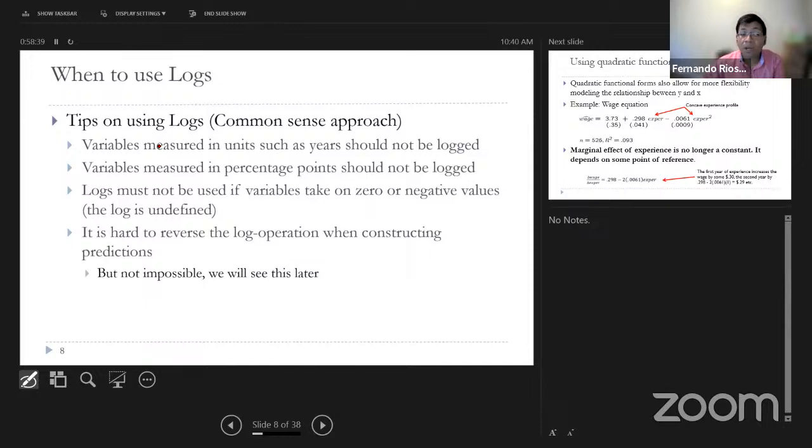You should also be aware that when you apply logs to the dependent variable, trying to reverse the log operation in order to make predictions could be difficult, even though it's not impossible. And I actually go and try to do that. It's also explained in the book on how to do that for some models. And we will see a little bit of this later.